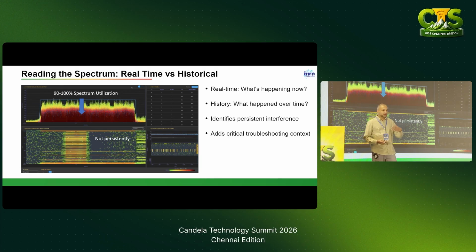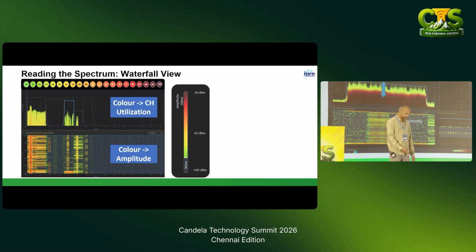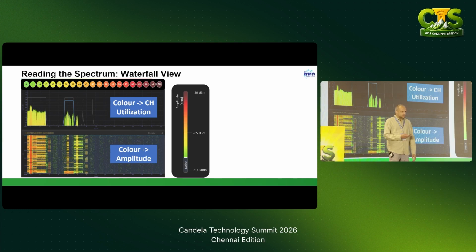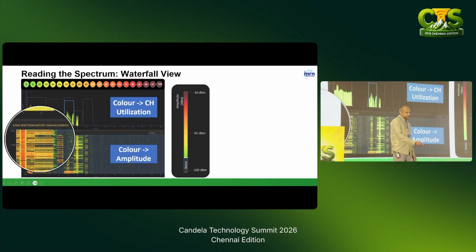Management control normally uses the primary channel. In that way, if you see only 20 megahertz busy and the rest is not busy, that's a typical Wi-Fi use case. Now, what is the color signifying in each kind of view? The first one, we said color signifies the spectrum utilization. But in the waterfall view, the y-axis is time.